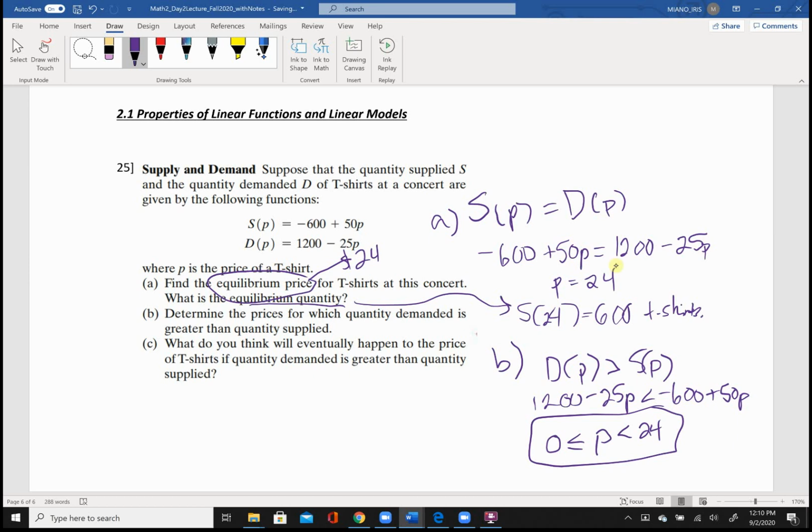Now C, this last question, is more of a qualitative question than anything else. It asks, what do you think will eventually happen to the price of t-shirts if quantity demanded is greater than quantity supplied? Well, think about that, and think about that in the simplest terms possible.